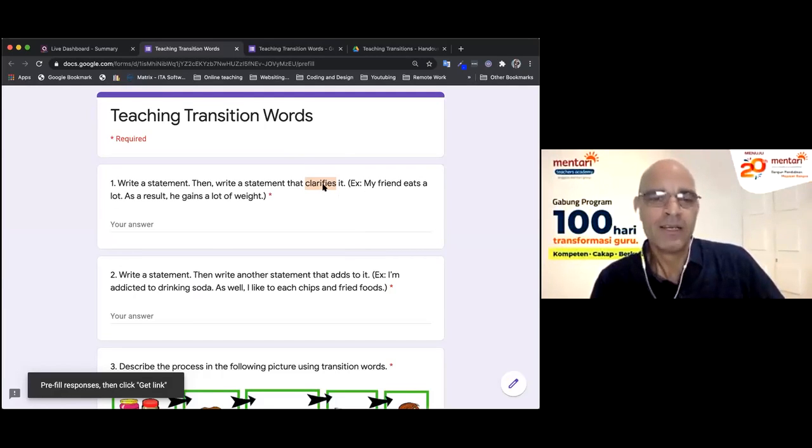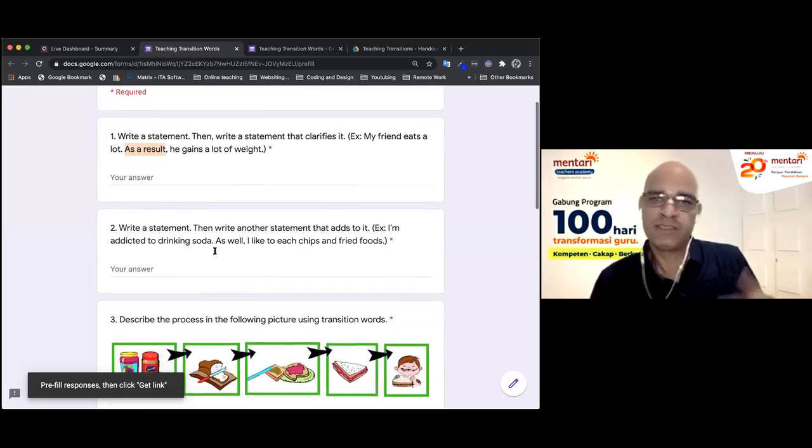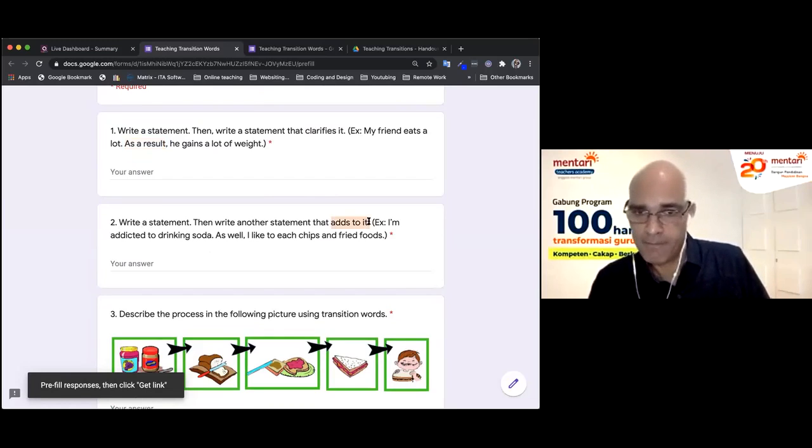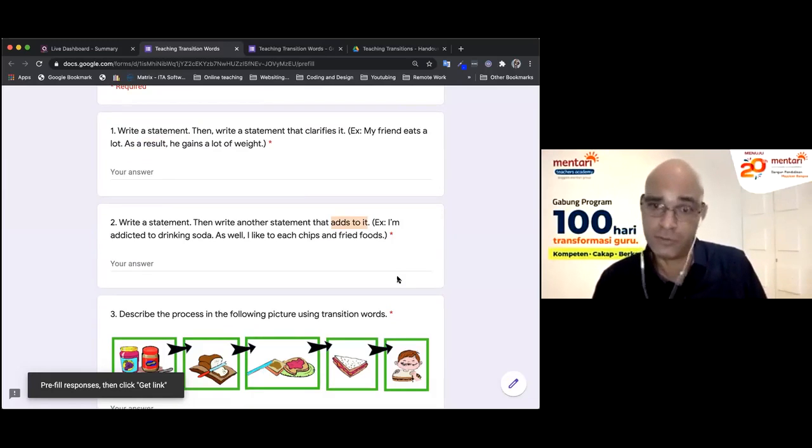Okay, so repeating here. I'm asking the student to clarify the first sentence or the first statement. And by to clarify, they have to use a transition word, as a result. Okay, or you can say that explains it. You could say that too, because, whatever. Number two, write a statement, then write another statement that adds to it. Okay, I'm focusing on the idea of addition. Example, so I give an example. Examples are important so that the student knows what you're trying to do.